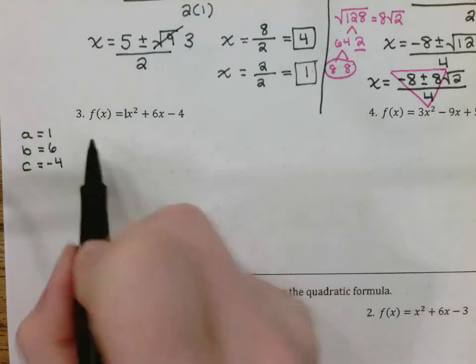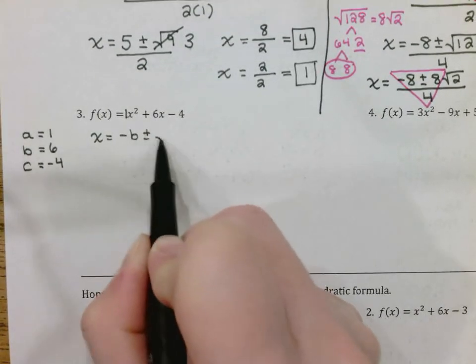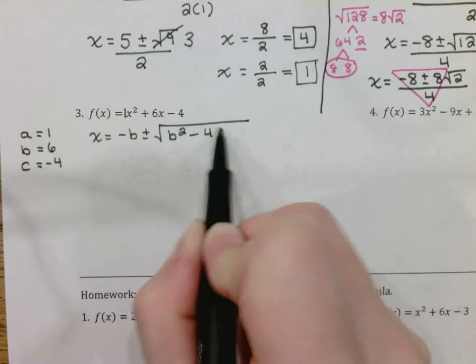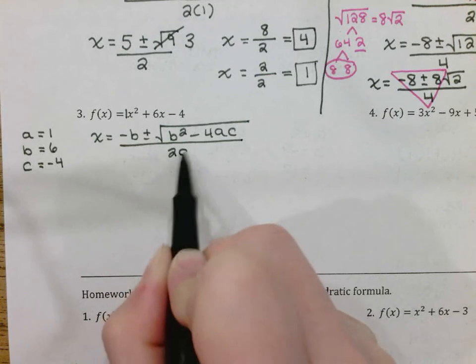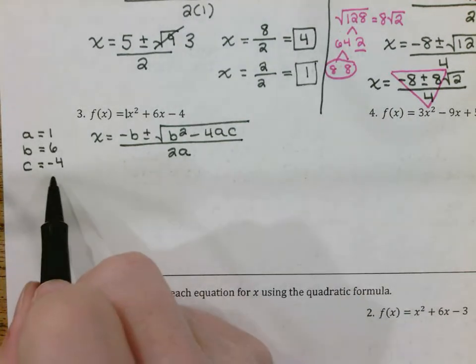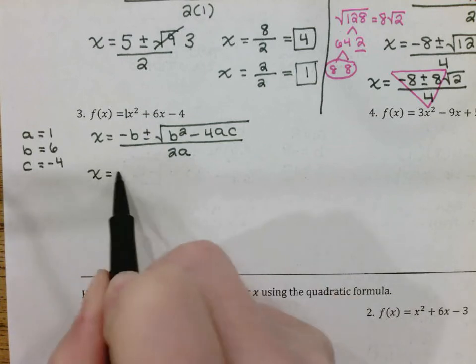Again, I'm going to rewrite my quadratic formula. Negative B plus or minus the square root B squared minus 4AC over 2A. Next step would be plugging in A, B, and C. And when I do, I'm going to put them in parentheses.